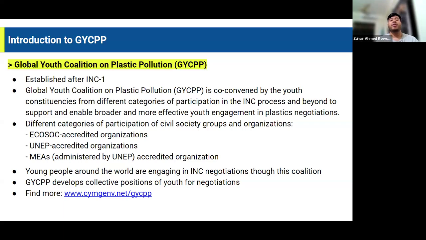This GYCPP was co-convened by youth constituencies from different categories of participation in the INC process and beyond, from different other constituencies with CYMG. Young people around the world are engaging in the negotiation process through this avenue, and this coalition develops collective positions of youth for the negotiation before each of the subsequent sessions.